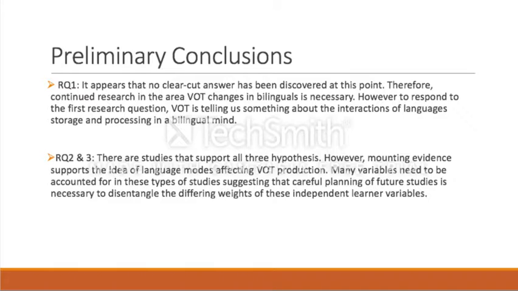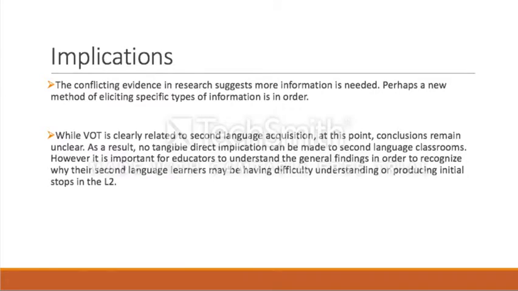And as the studies have progressed through time, you can see that they are getting more and more restrictive in an attempt to control for these types of learner variables that may be affecting the overall results, causing the inconsistent results. The conflicting evidence in the research suggests more information is needed. Perhaps a new method of eliciting specific types of information is in order, and while VOT is clearly related to second language acquisition, at this point conclusions remain unclear.